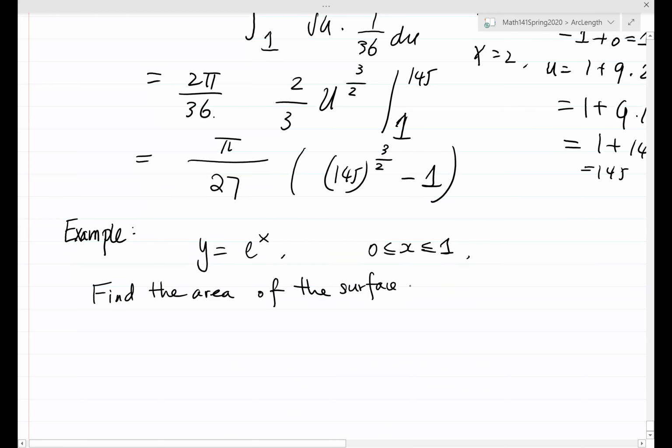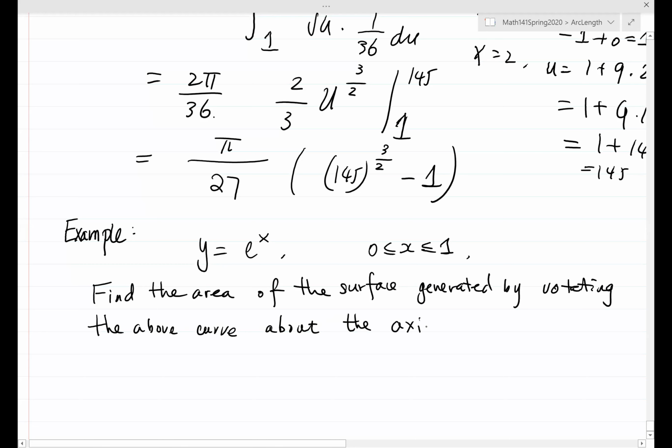The surface is generated by rotating the above curve about the x-axis. We want the area of this surface generated by rotating the above curve about the x-axis.